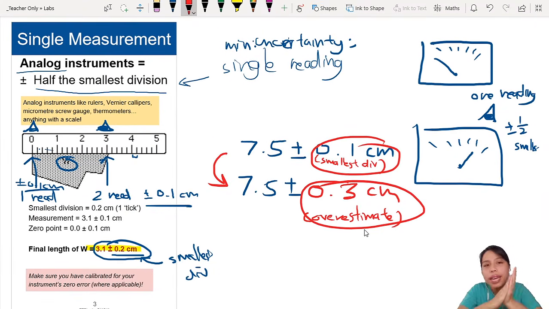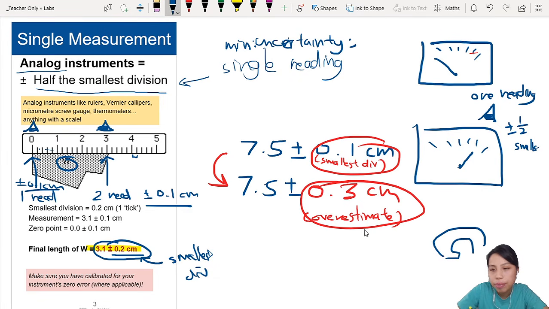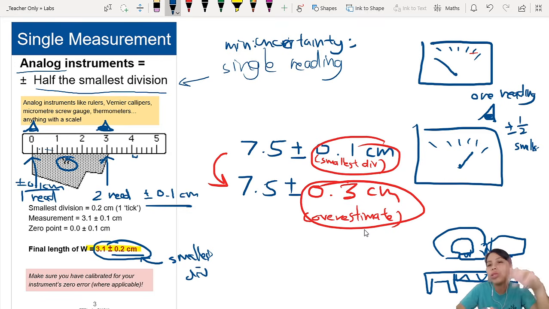Okay, so that's for analog instruments. Same thing for vernier scale, micrometer, all this kind of scale thing. How to draw a micrometer? Like that, a C shape. Something like this. And then you have the vernier caliper, like that. You just use the smallest division, estimate, and choose a bit more if it was hard to measure your thing. They're very generous on this.